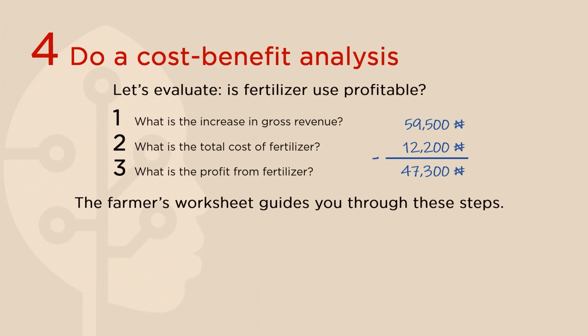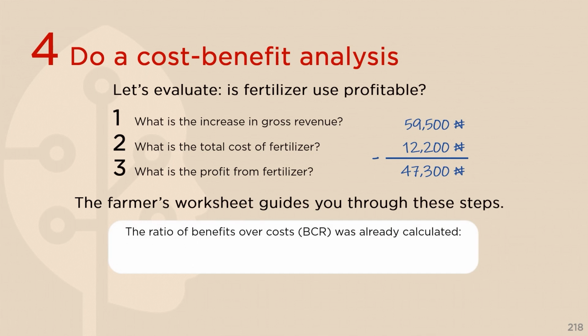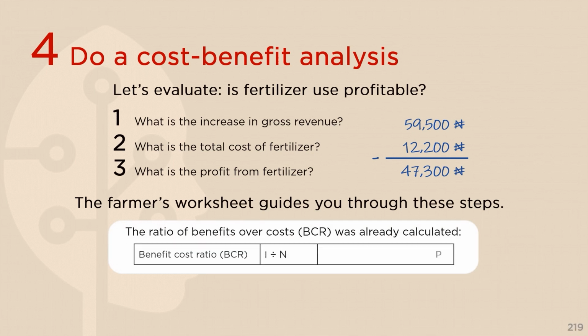Remember, we already calculated the benefit cost ratio in step 4. This was the last row in the table with calculations. We calculated the benefit cost ratio in 4.9. For every naira invested, we can expect almost 5 naira in return.